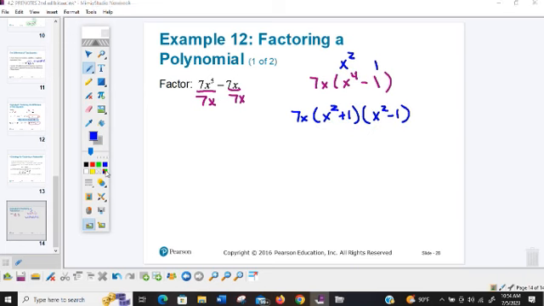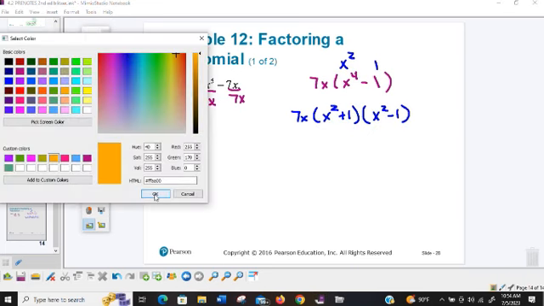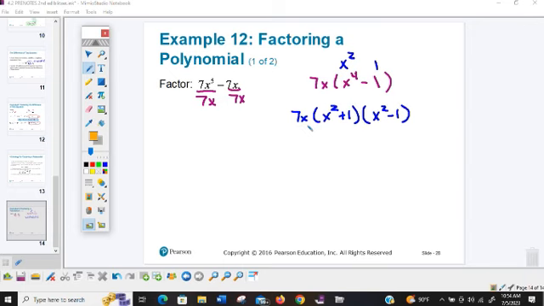Now I need to check again. Is there anything else I can do? Okay, well 7x, I can't do anything to that. X squared plus 1, I can't. But this one's minus. Are those perfect squares? Yes, they squared an x. They squared a 1. So this will go again.